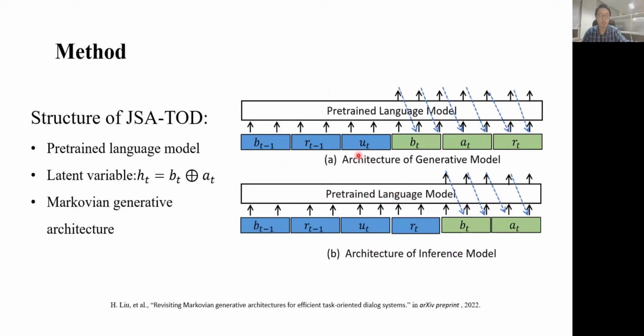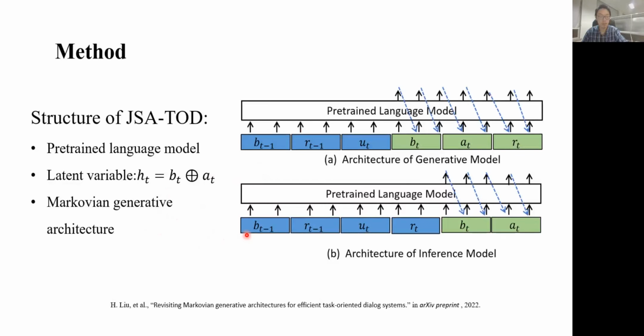Now we can introduce the structure of JSA-TOD system. As you can see, the system contains a generative model and an inference model, both fine-tuned from a pre-trained language model. The latent variable in our model is the concatenation of the belief state and system act, which is annotated in the labeled dialogs and becomes latent variable in unlabeled ones. Another detail in our implementation is that we use a Markovian generative architecture, which uses the belief state of the last turn as a simplified version of dialog history, a commonly used way to improve efficiency in training speed and memory.